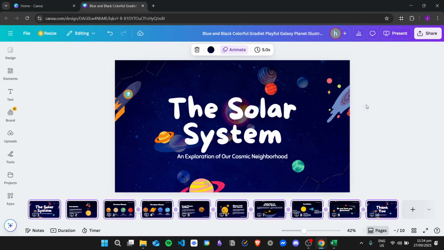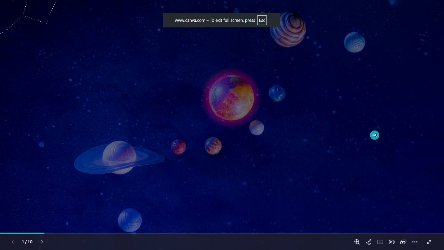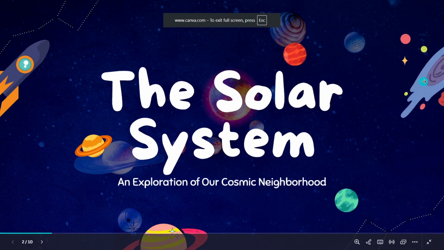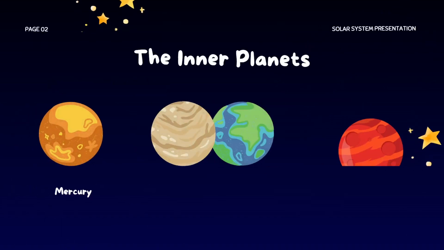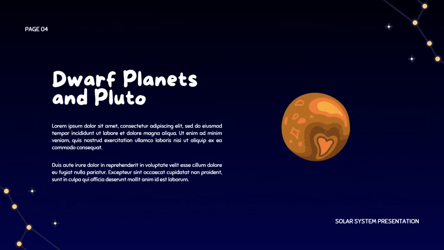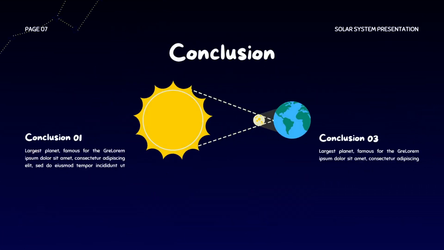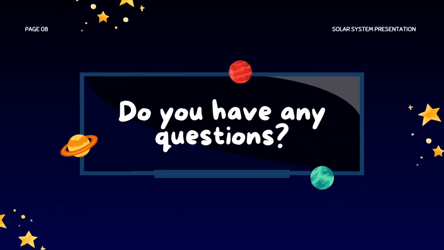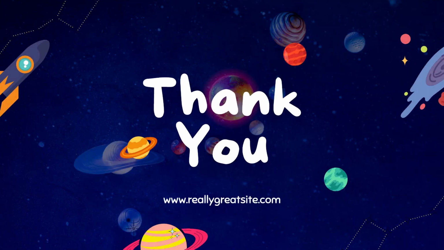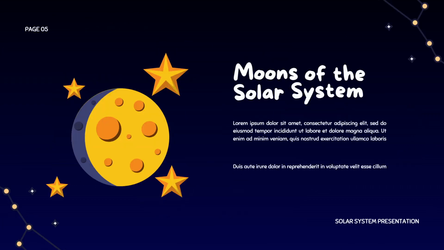And then to see all of the animations in action, we just need to click on present, and then let's present it in full screen, and then click on the present button. And as you can see, we now have all of the animations present in our presentation. So we didn't need to insert the animations one by one. We just used the magic animation option, and then all of the slides right here already has the animations created for us by using the Canva AI.